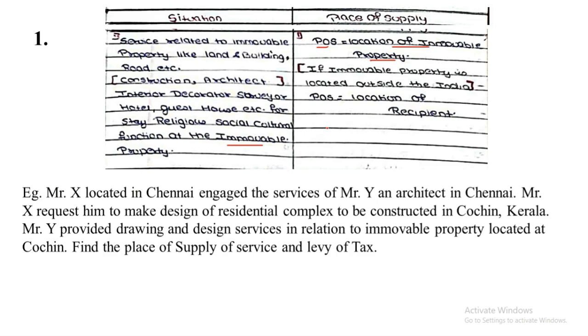Now here, Mr. X is located in Chennai. Mr. Y is an architect in Chennai, but Mr. Y has provided the service for designing a residential complex for an immovable property which is located in Cochin. Now, as per the rule, if there is any service related to immovable property, the location of the immovable property will be your place of supply. So in our case, Cochin is the place. So your answer will be place of supply will be Cochin. And the tax liability will be IGST, because Chennai and Cochin are two different states. Whenever there are two different states, IGST will be applicable. Okay, that's rule number 1 for immovable property.